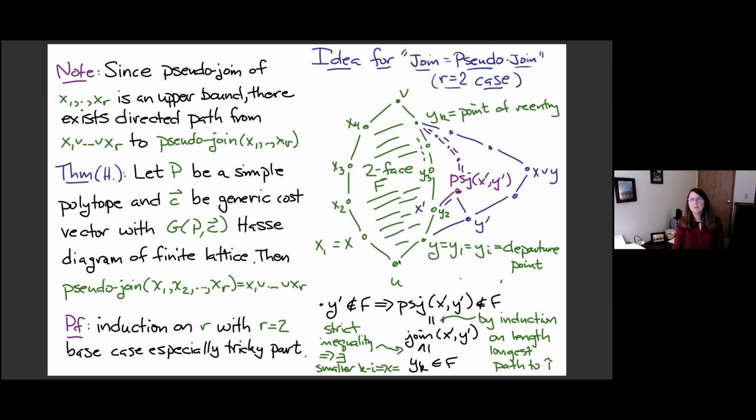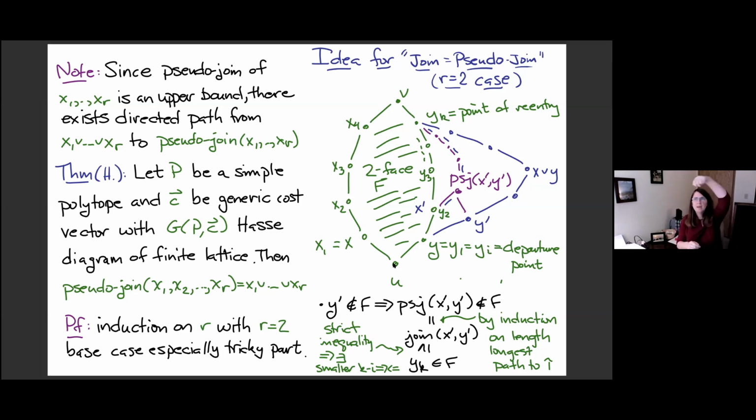But also I want to say what the induction is on. This is a different type of induction now. So suppose we have a U covered by elements X and Y where the pseudo join of X and Y does not equal the join of X and Y. Then I want to associate to this the length of the longest path from U to the overall sink, 1 hat, right? So for this U, we can say, what's the length of the longest path? I'm not assuming graded, so take the longest path.